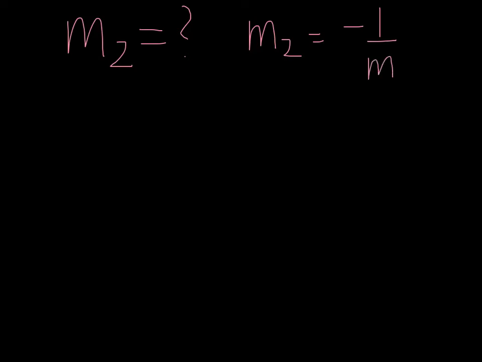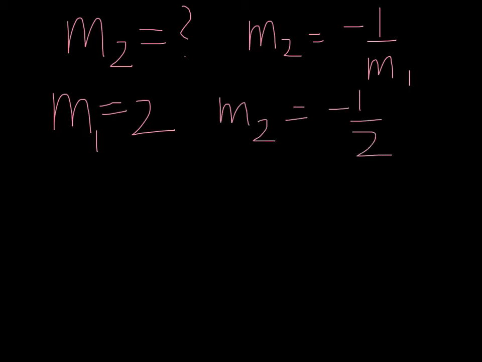Now we want to find m2, which is the gradient of the line perpendicular to the first line. So we know that m2 is going to be the negative reciprocal of m1. Now we knew m1 was 2. So m1 is 2, m2 therefore must be negative 1/2. Okay, so that's what we're going to be working with now to get the equation of our new line.